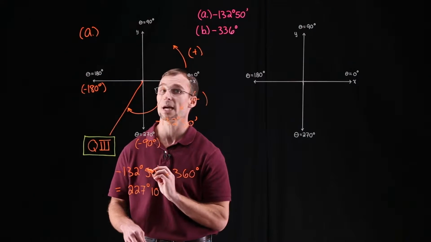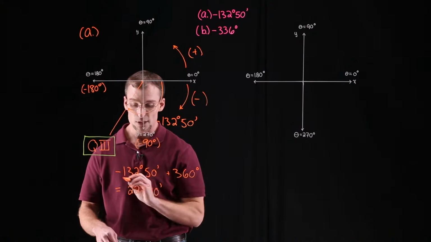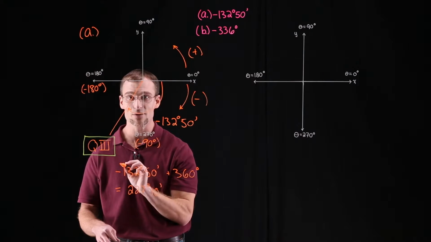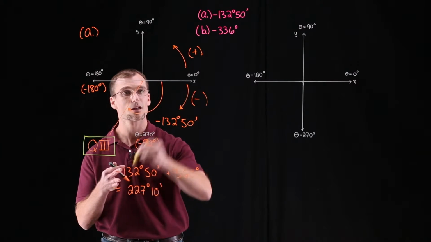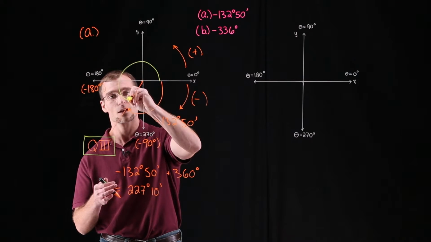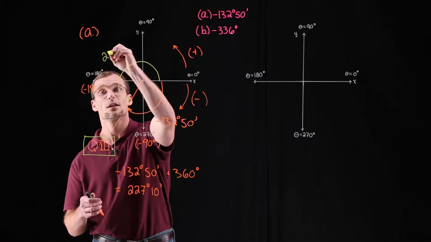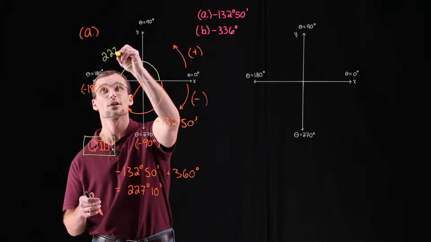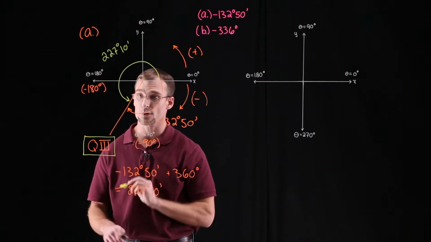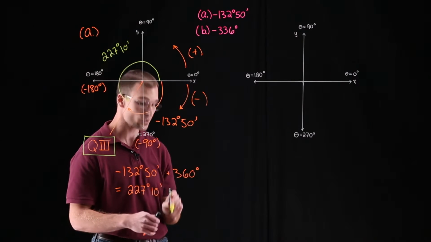Now if we look at what we have, from 0 degrees, 90 degrees to 180, 227 is going to be between 180 and 270, so somewhere in here. That's our 227 degrees and 10 minutes, which gets us into the third quadrant, which we already had. So now let's take a look at our next one.